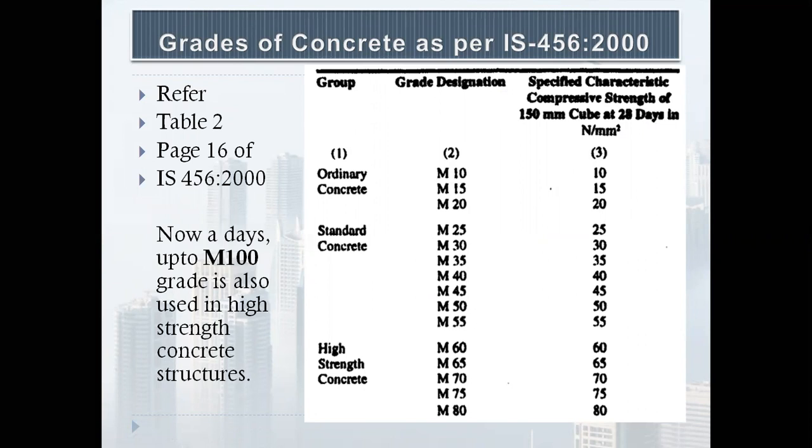M10, 15, 20 are ordinary concrete, 25 to 55 are standard concrete, 60 to 80 are high strength concrete. So ordinary concretes are general concretes which are provided beneath the footing.